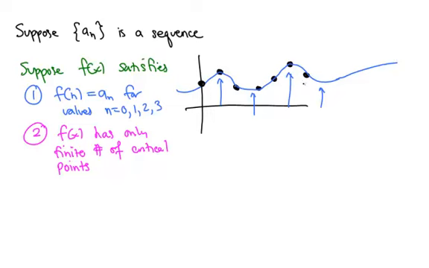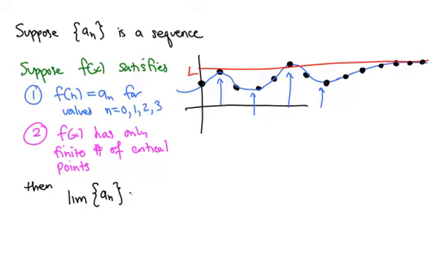Since every single one of the dots in the sequence is forced to live on this by the first property, what it means is that if the function flattens out and has a horizontal asymptote at some magic value L, then every single one of the dots on the sequence, because they live on the graph of the function, is going to have a horizontal asymptote at L too. In other words, if you have a function that satisfies these things, then the limit of the sequence a_n is the same thing as the limit as x tends to infinity of the function f of x.